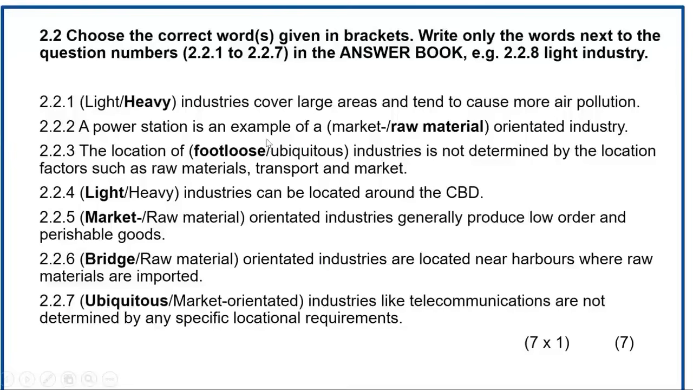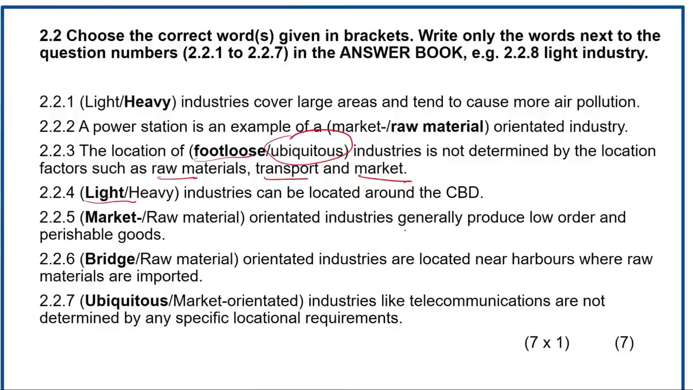But what you should know with the ubiquitous industry: a ubiquitous industry is an industry that can be found anywhere, so long as there is a market. But when you look at the footloose, it's not influenced by raw material, transport, or market. But a ubiquitous industry is influenced by the market. Light or heavy industry can be located around the CBD? It will be light industry. Heavy industries are located far from the CBD because they cause a lot of pollution.